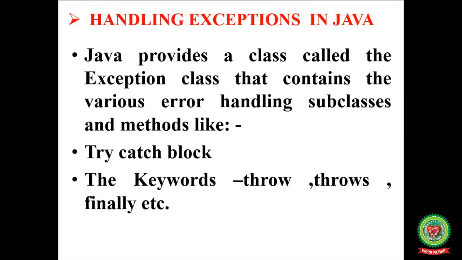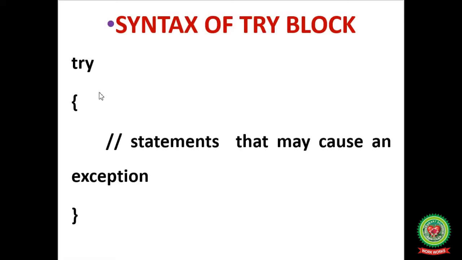Our next topic is at page number 163, handling exceptions in Java. Exceptions are the special warnings given by the Java compiler. So Java provides a class called the Exception class that contains the various error handling subclasses and methods like try catch block and the keywords throw, throws, finally, etc. Syntax of try block: try, then in brackets statements that may cause an exception. Students, in the try block we are going to write the complete program with the logic.